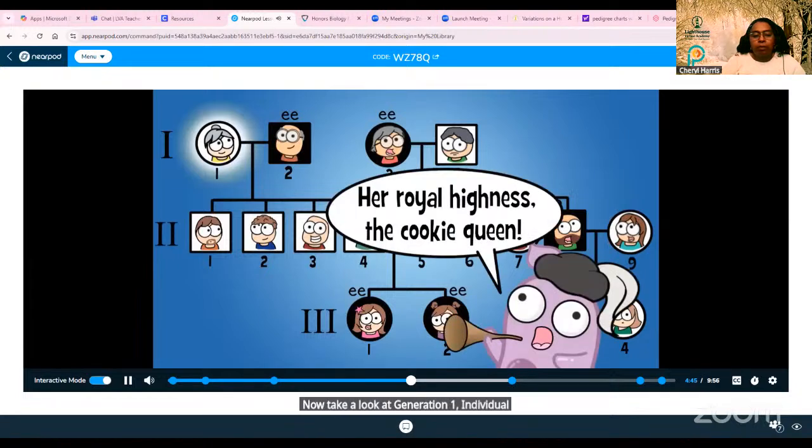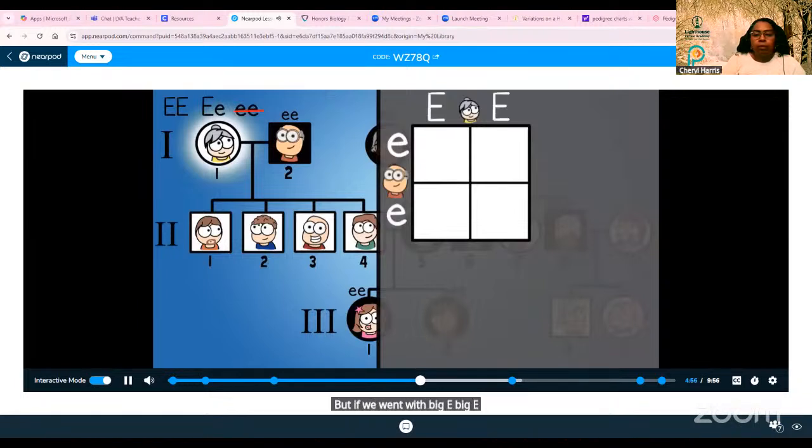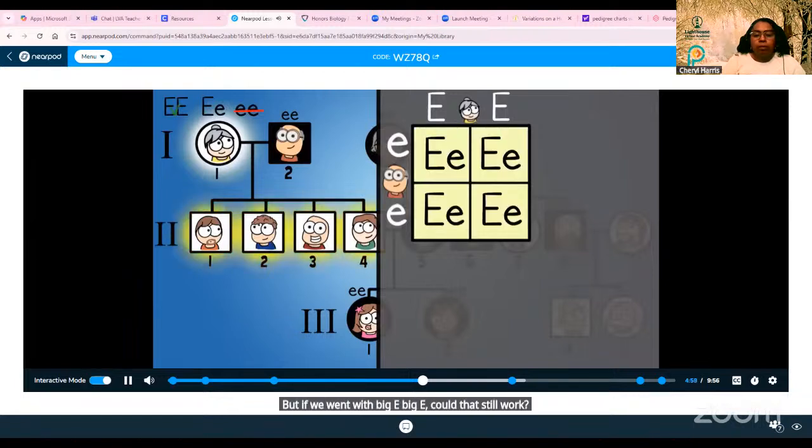That would be my paternal grandmother. What's her genotype? We know it's not little e, or her shape would be shaded. But if we went with big E, could that still work? Yes, all the offspring could get a big E from her and a little e from my grandfather.